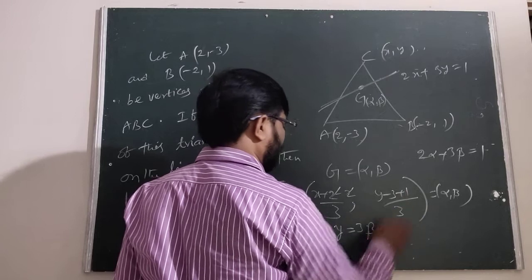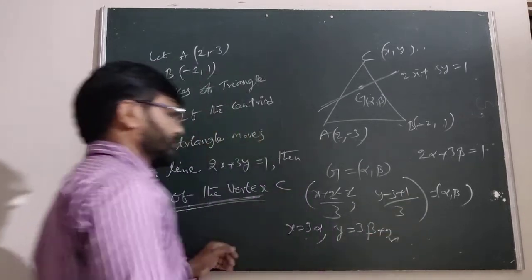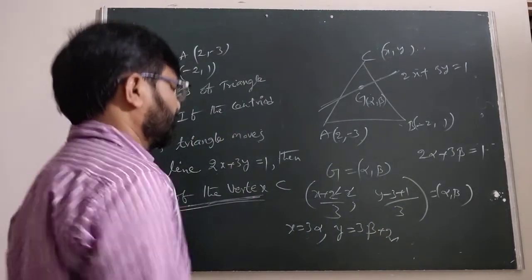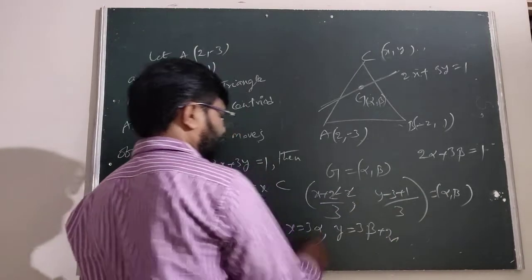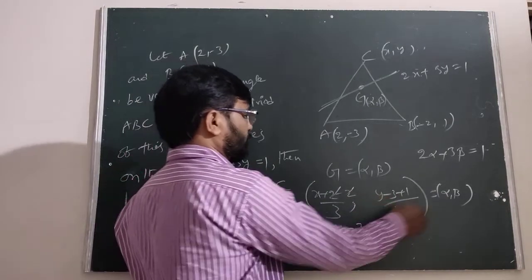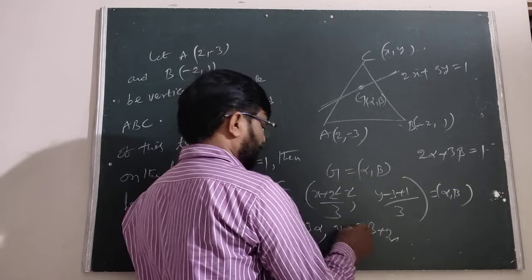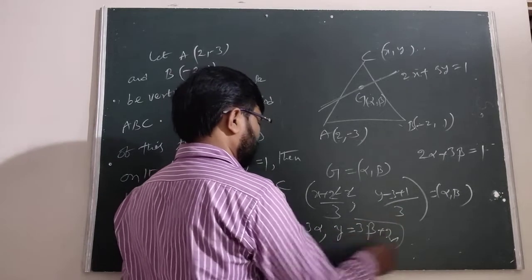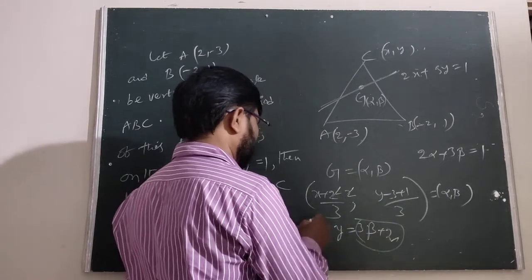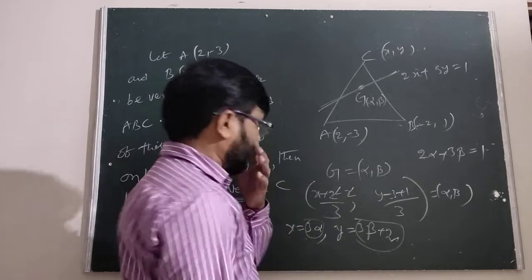The minus 2 is sent to the other side as plus 2. Is it clear? How to write this: x = 3 into alpha, 3 alpha. Then y = 3 into beta, 3 beta, and minus 2 goes as plus, so this is 3 beta + 2. This is the 3 alpha. This is (x, y).